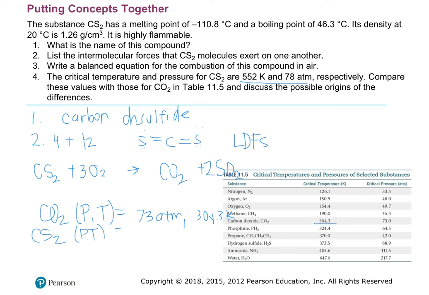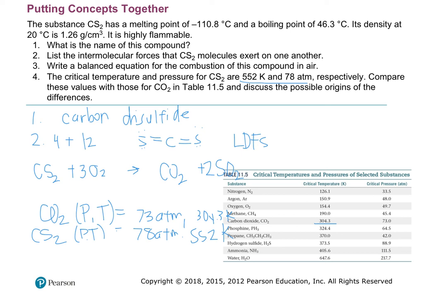For CS2, we have 78 atmospheres and 502 Kelvin. Okay, so why do you think CS2 has a higher critical point?